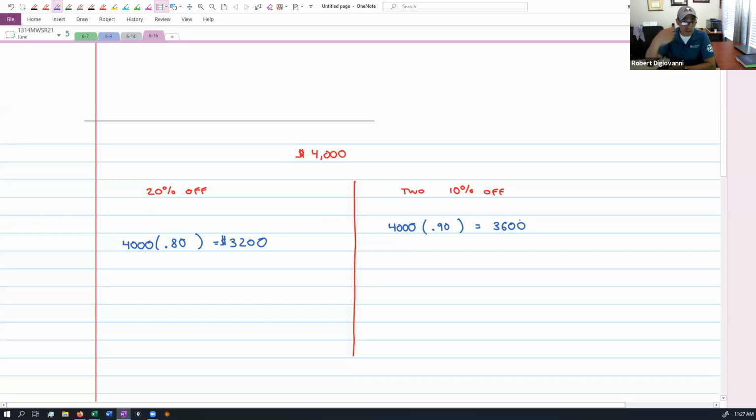Then they get the second coupon and they apply that to that total. So 3,600, multiply that by 0.9 again. See, my second coupon goes through. And so let's see what we get here. 0.9 times 3,600. And I get 3,240. You see that?